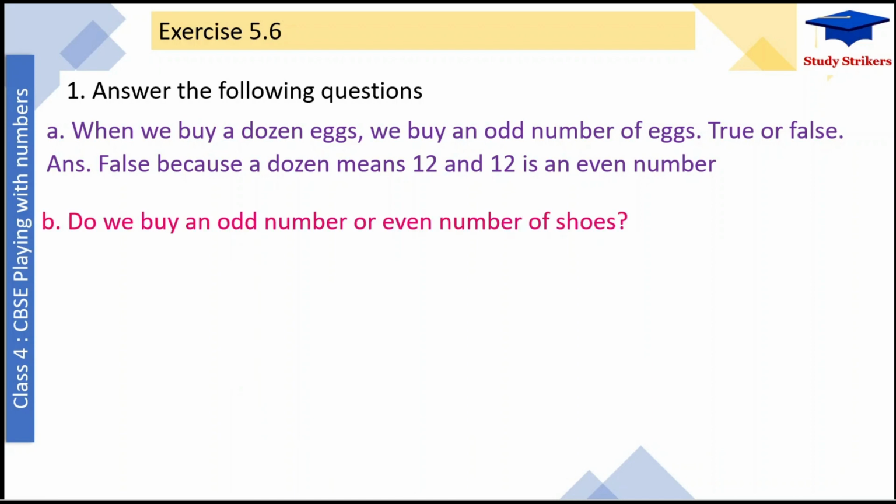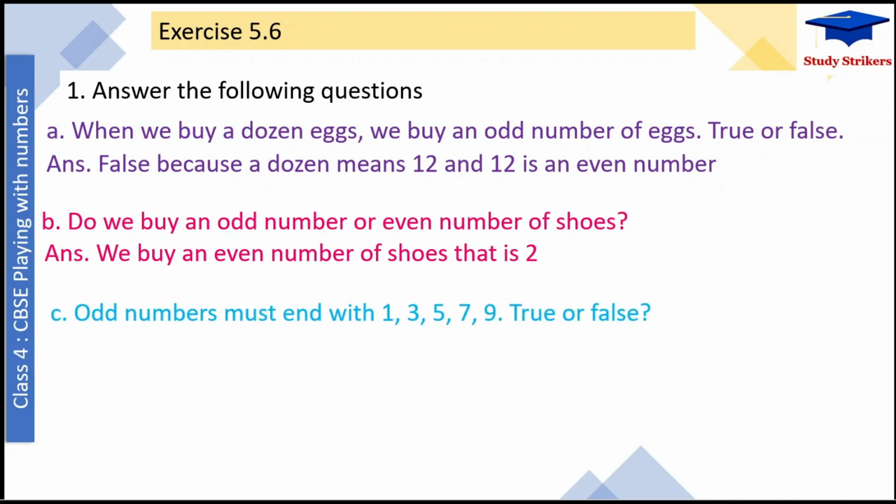Do we buy an odd number or even number of shoes? So what do we buy? We buy an even number of shoes, that is 2. 2 shoes, like a pair of shoes. Odd numbers must end with 1, 3, 5, 7, 9. True or false? Yes, this is true because we just saw this property. So the answer is true.